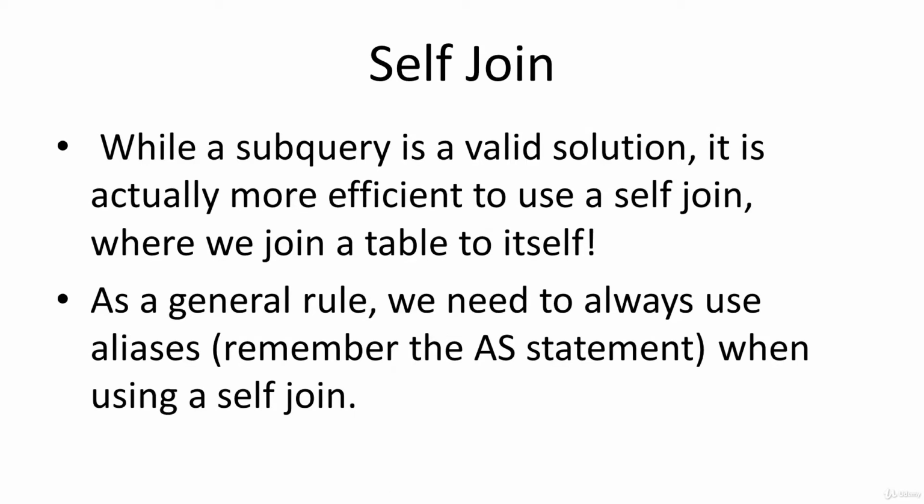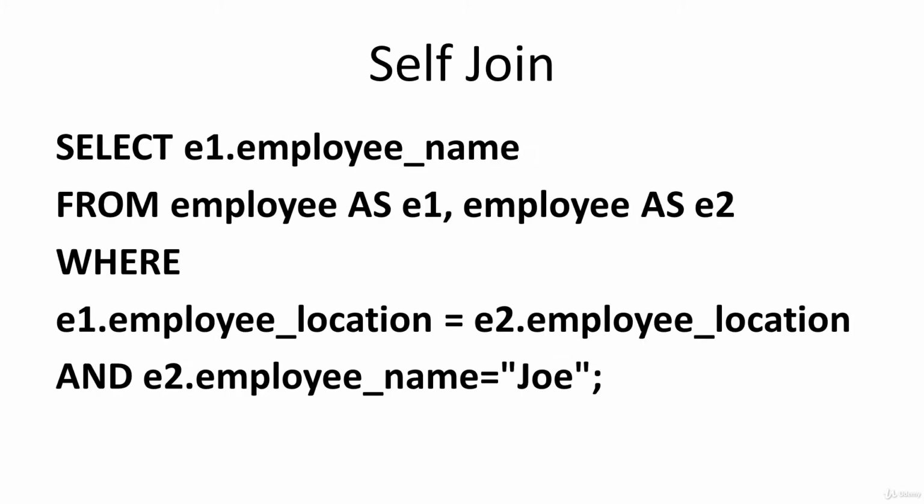While a subquery is a valid solution, it is actually more efficient to use the self-join that we're learning about. So we're going to join a table to itself. Again, as a general rule, we need to always use aliases, so remember the AS statement, when using a self-join.